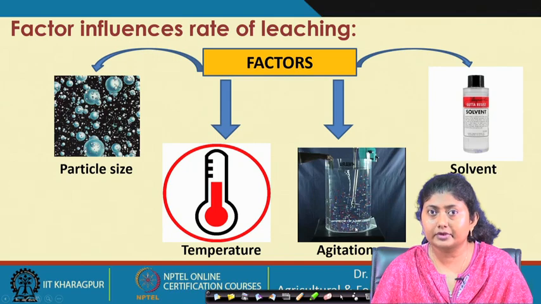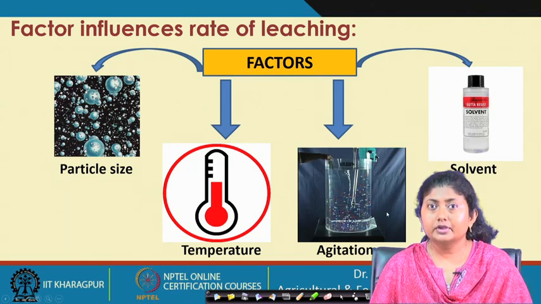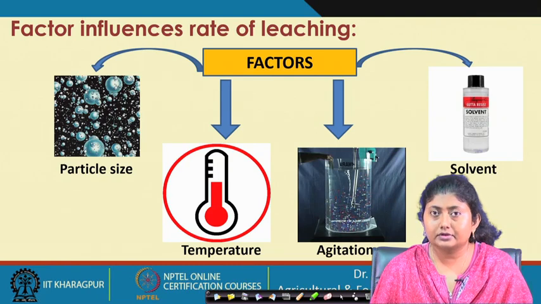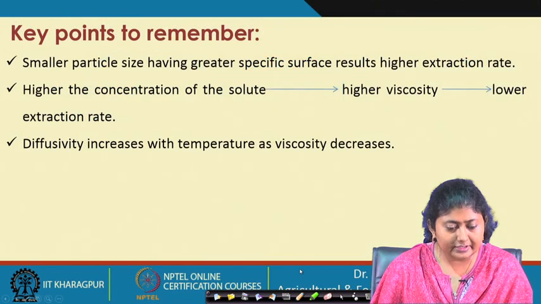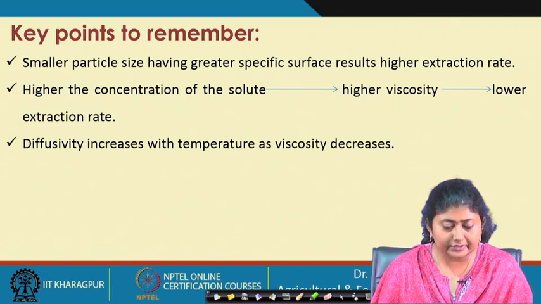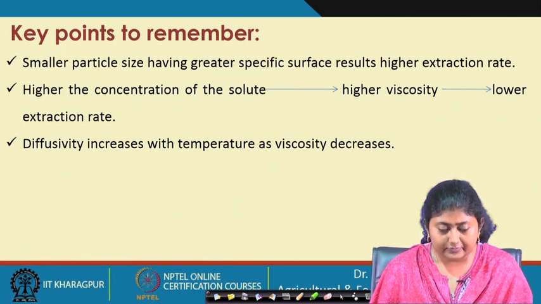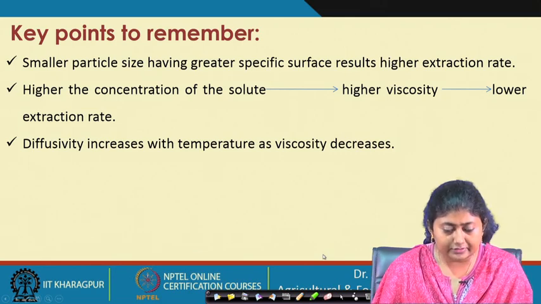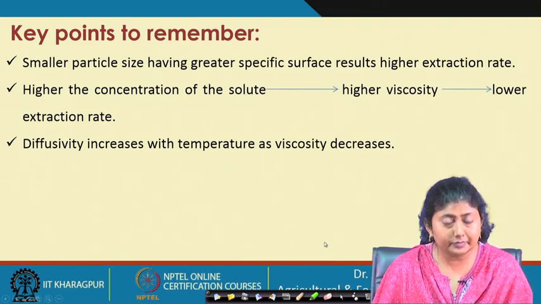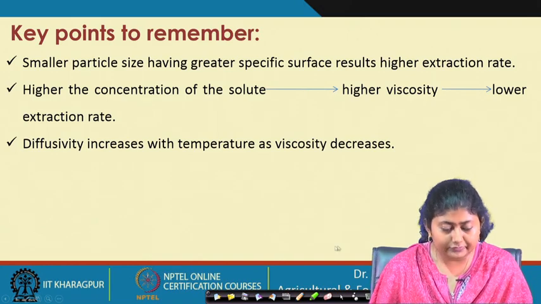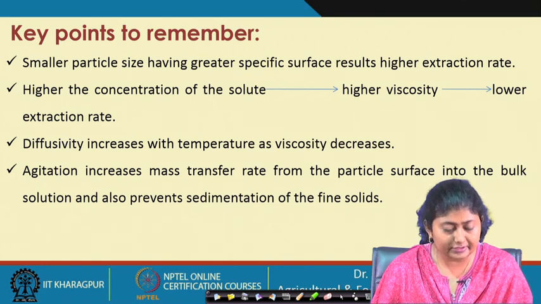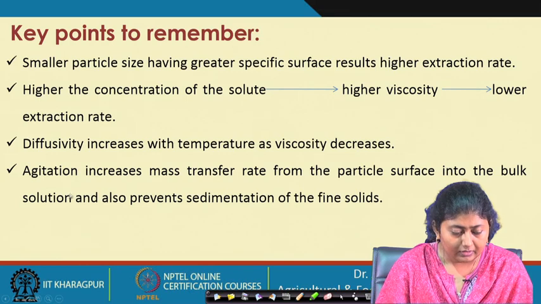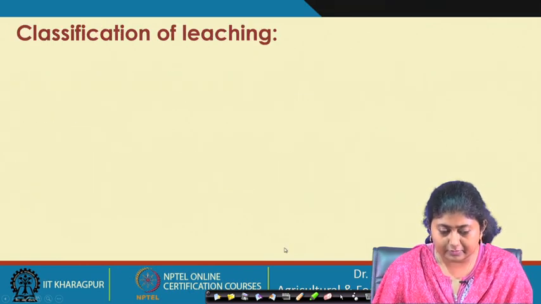So, all the areas which were not in intimate contact with the solvent will also come within the reach of the solvent, and the extraction will be better. Okay. So, this we have already discussed: the smaller the particle, the greater the affinity and the greater the extraction. The higher the concentration of the solute, the higher the viscosity, and the lower the extraction rate; that is very important. And diffusivity increases with temperature as viscosity decreases, and agitation increases, so mass transfer will increase.